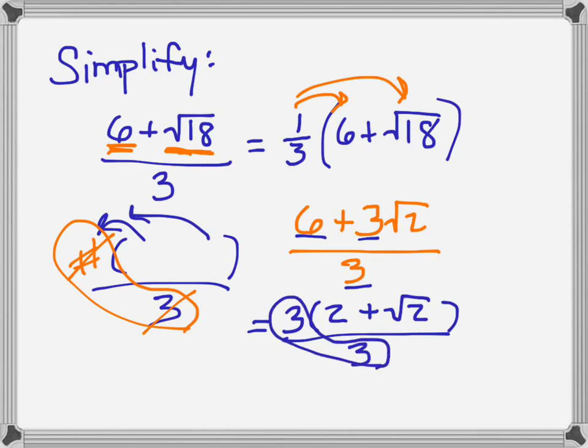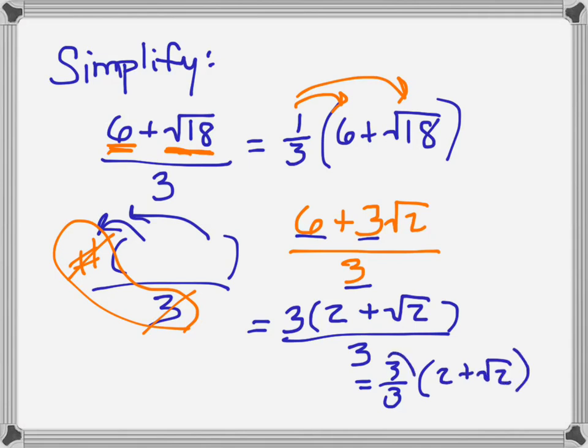Now I have 3 over 3, and I can cancel those out. And that is the identity property, because this is really 3 over 3 times 2 plus square root of 2. Since that 3 over 3 is a 1, this problem is the same as if I didn't have that 1 there at all. So I could rewrite this, and my final answer would be 2 plus the square root of 2, because I'm just multiplying by 1.